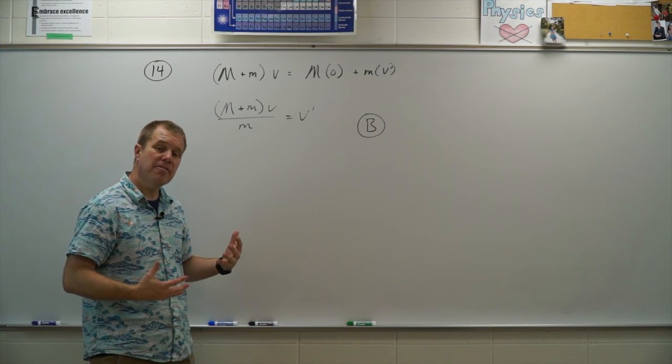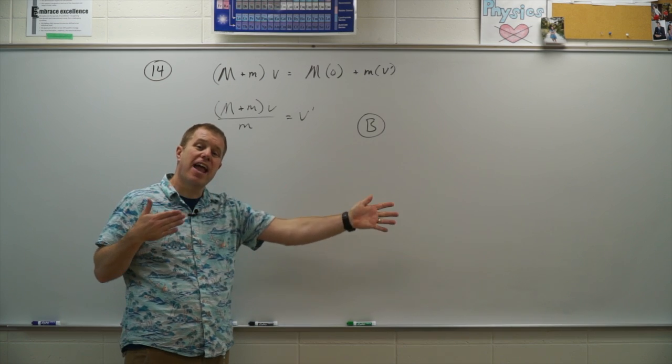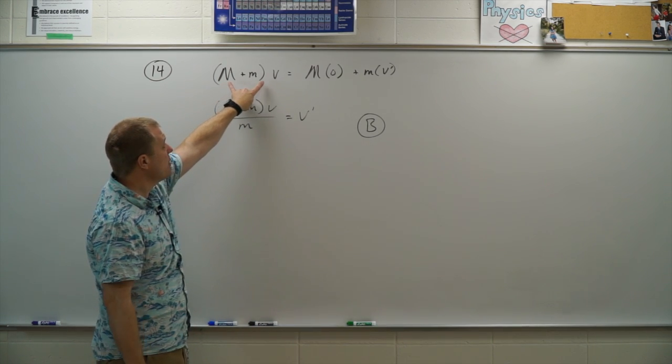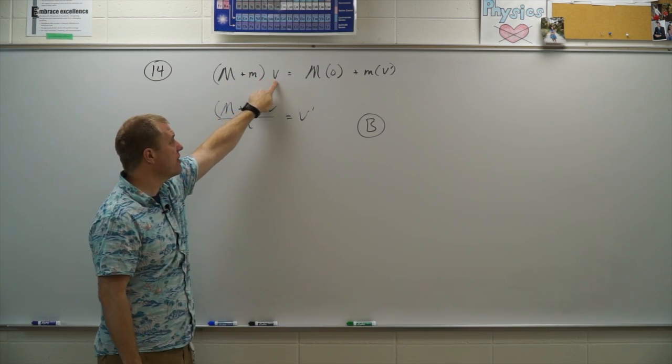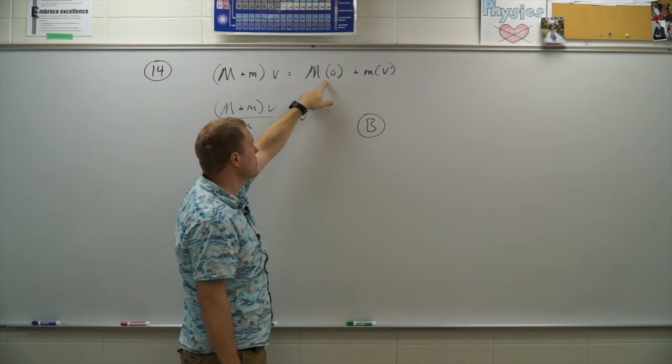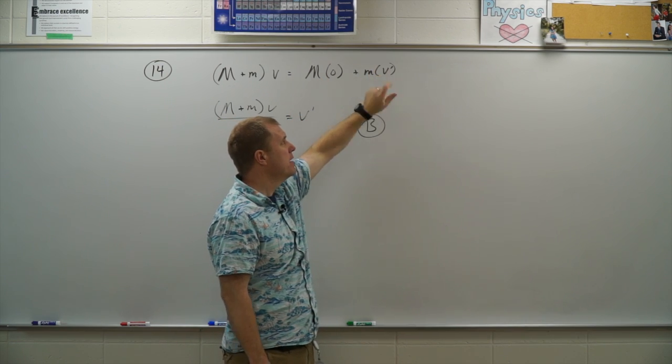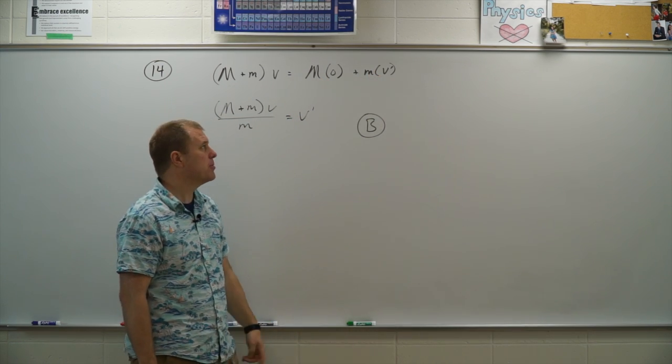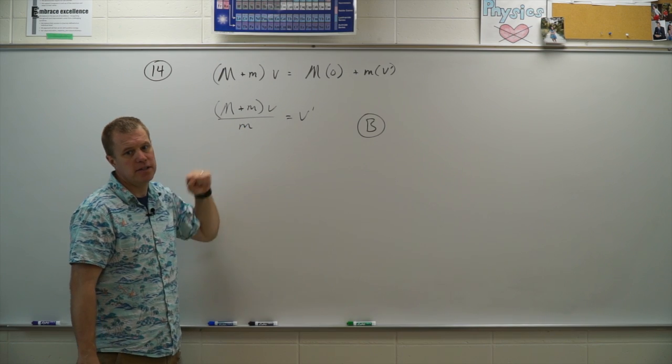All right, so we have a situation where the two objects start together, they end apart. And so I set up my equation. They are both moving together with the initial velocity v. Afterwards, the larger one, the cart with the cannon on it, comes to a stop. And we want to figure out the velocity of the projectile. So we just divide the little m over, and we get B.